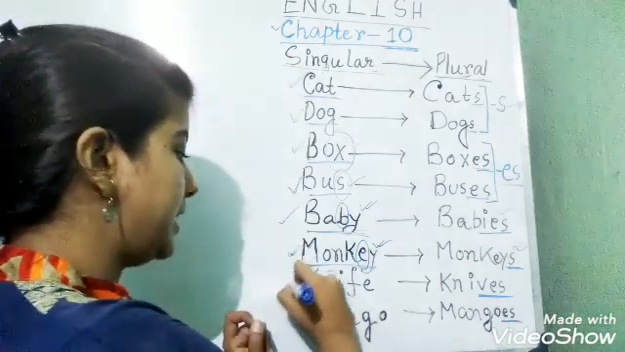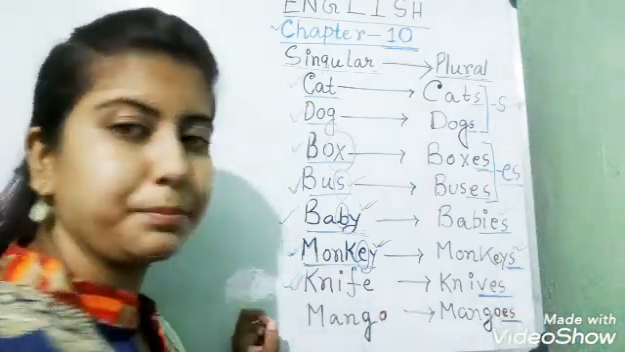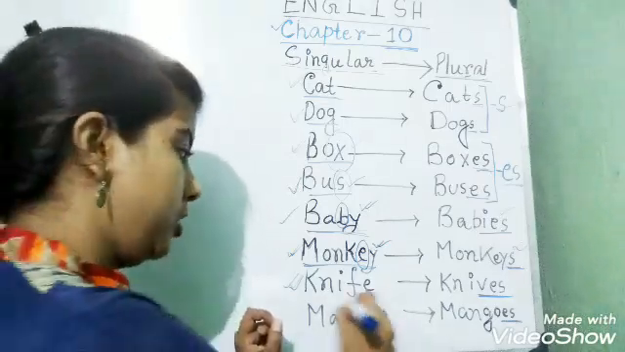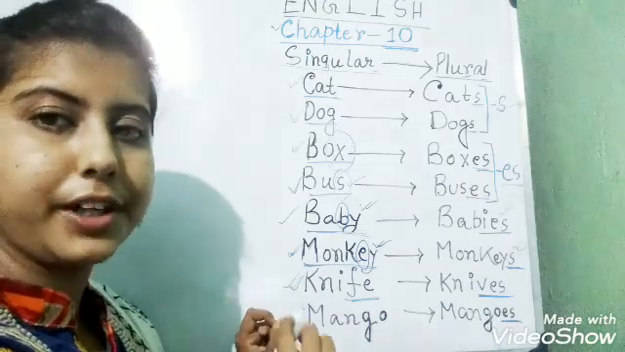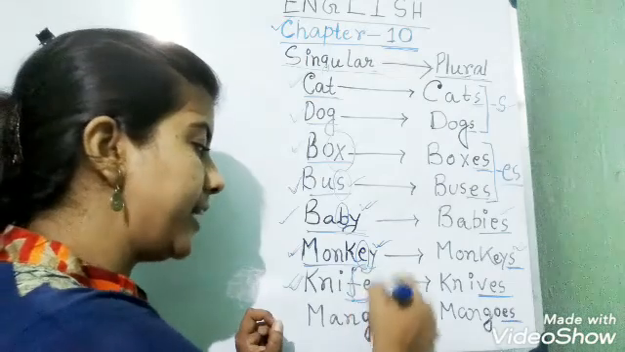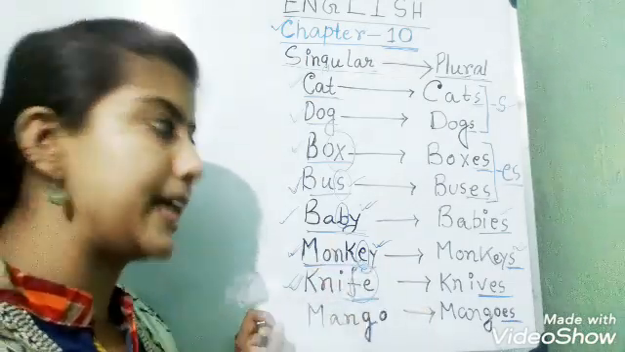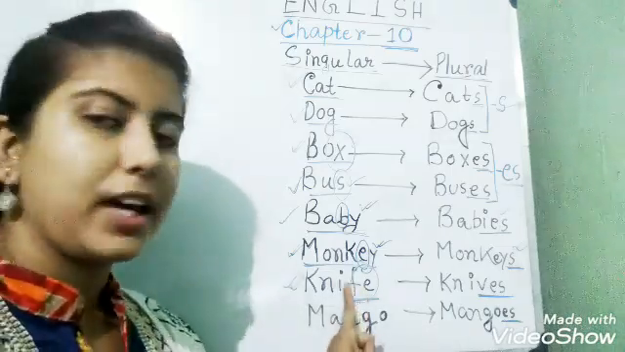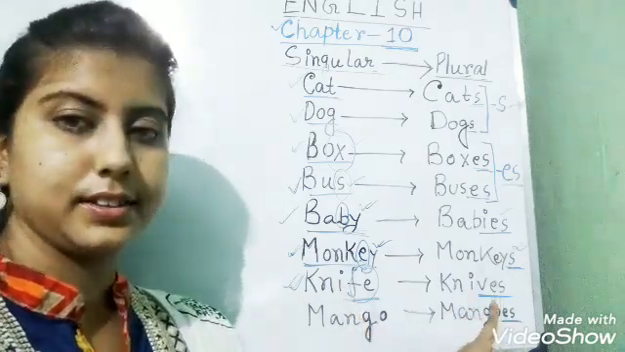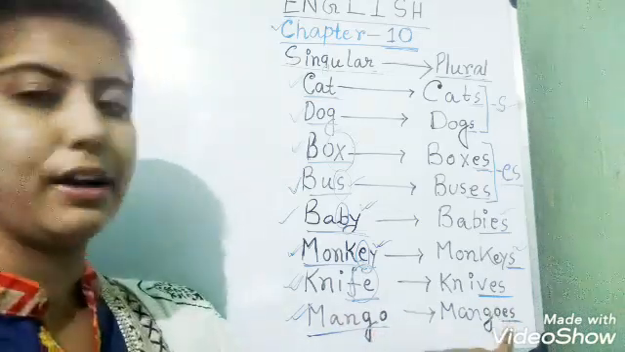Now, the next rule, that is to add VES. When we add VES, look at the word here. I have written knife, K-N-I-F-E. When we have F-E at the end of a word, then we will replace F-E with V-E-S. Knife, knives. Now the last one, that is mango to mangoes.